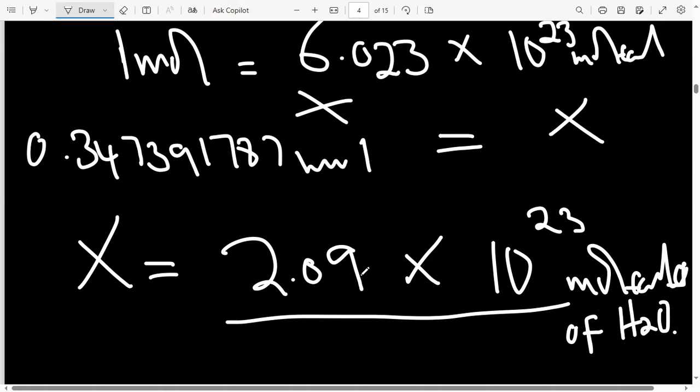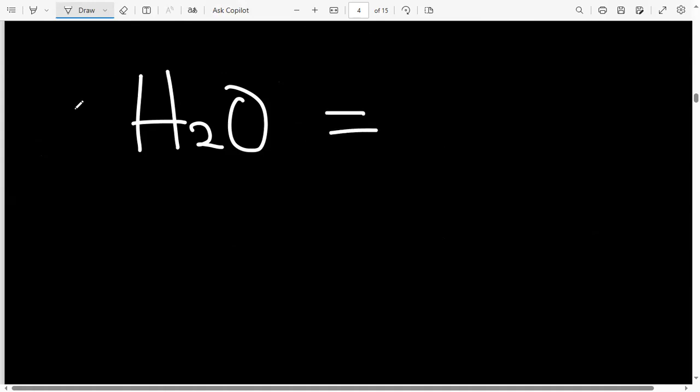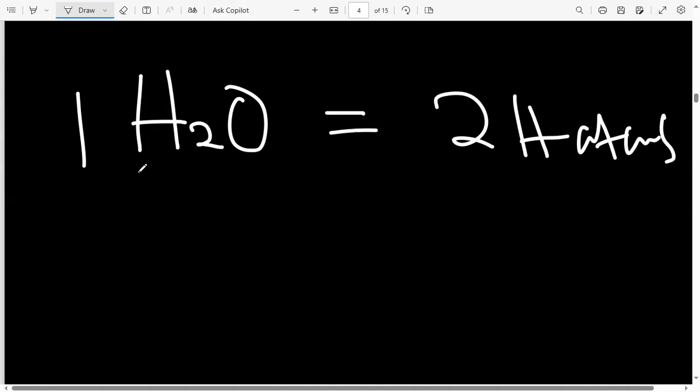Okay, and then from here, since we now have the molecules of water, it will be very easy for us to find the number of what? Hydrogen atoms. So remember, if I have one molecule of water like this, how many atoms of hydrogen can we see from this one molecule of water? We see that from one molecule of water, we have 2 hydrogen atoms. We have these 2 here, 2 hydrogen atoms.